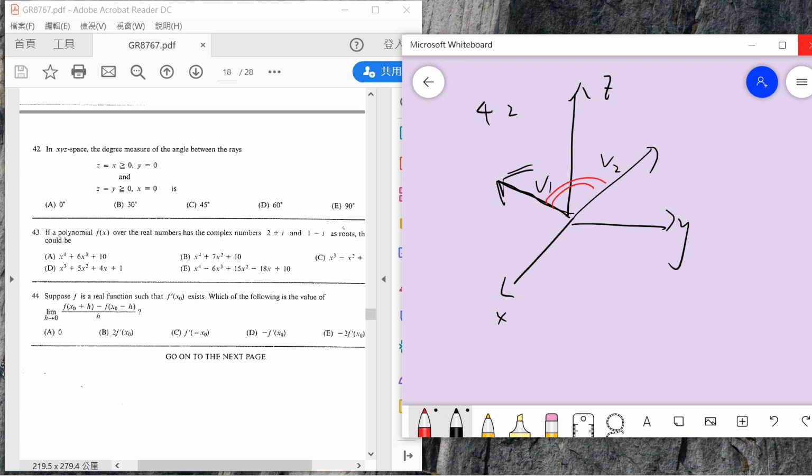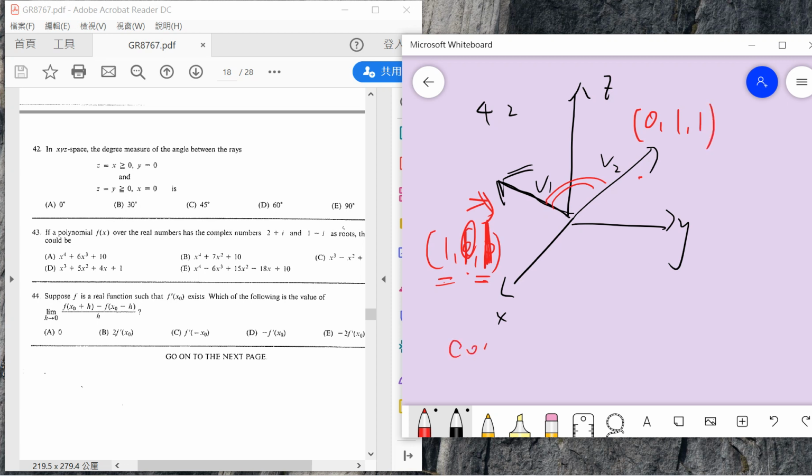Okay, so simple enough. When you want to calculate the angle between two vectors, the easiest method is you use the so-called inner product. So this vector is 1 0 1, because the x and z are the same, and there's no y component. For this one, there's no x component, so it's 0 1 1.